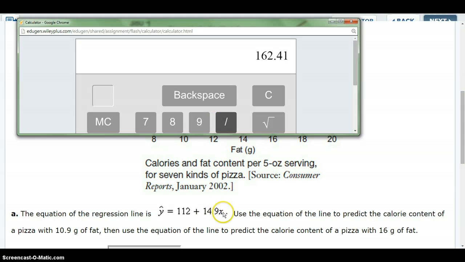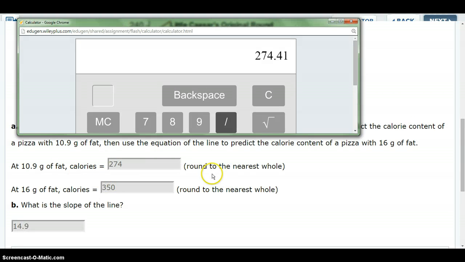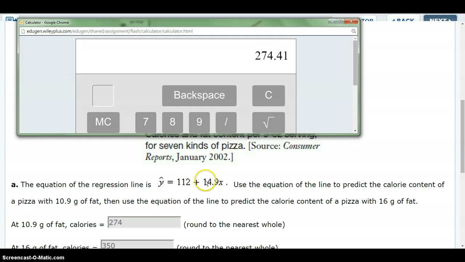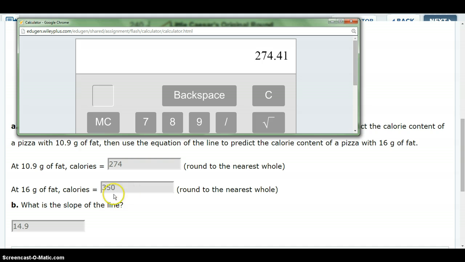So 162 there, and then I'm going to add that 112 from the beginning to get 274.41. They do want to round to the nearest whole number, so that rounds down to 274. You would do a similar thing with the 16, just plug 16 times 14.9 and then add 112. I won't go through that.